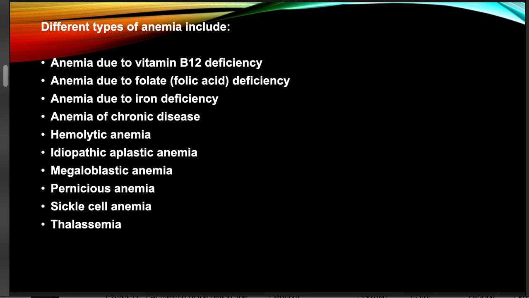Okay, there are different types of anemia that would include anemia due to vitamin B12 deficiency, anemia due to folate or folic acid deficiency, anemia due to iron deficiency, anemia of chronic disease, hemolytic anemia, idiopathic aplastic anemia, megaloblastic anemia, pernicious anemia, sickle cell anemia, and thalassemia. All of these would be discussed, no, in the future.